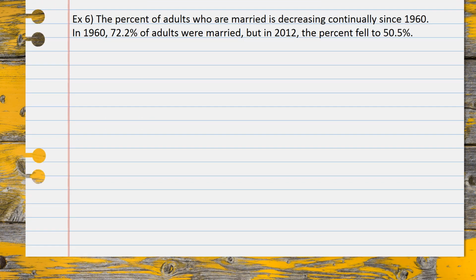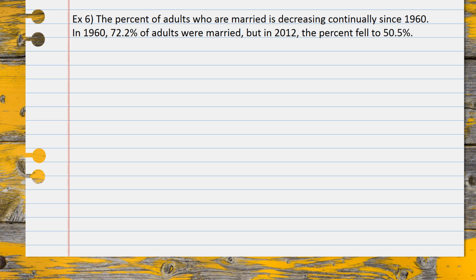Example 6. The percent of adults who are married is decreasing continually since 1960. In 1960, 72.2% of adults were married. But in 2012, the percent fell to 50.5%.